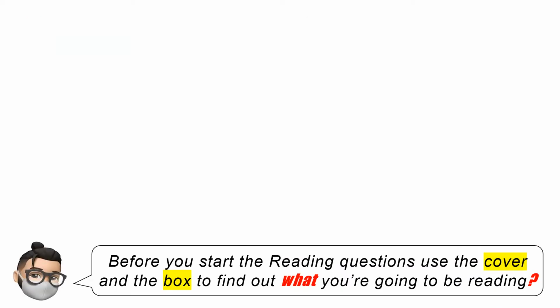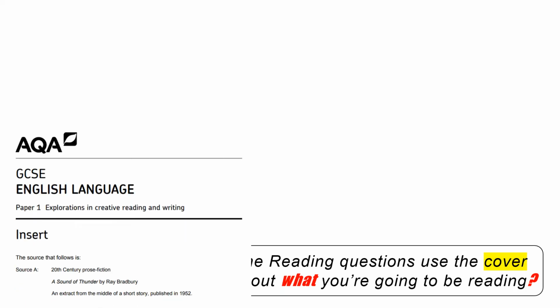Okay, so we're getting ready to start the reading questions, and key to this is working out what it is you're going to be reading. Now, all we know is that it's going to be a page from a story, so a piece of creative writing, a page from a story. So we need to try and work out what's going on before we start actually looking at the story. And to do that, you can use the cover and the box, and I'll explain what the box is, to find out what it is you're going to be reading and answering these 4 questions on.